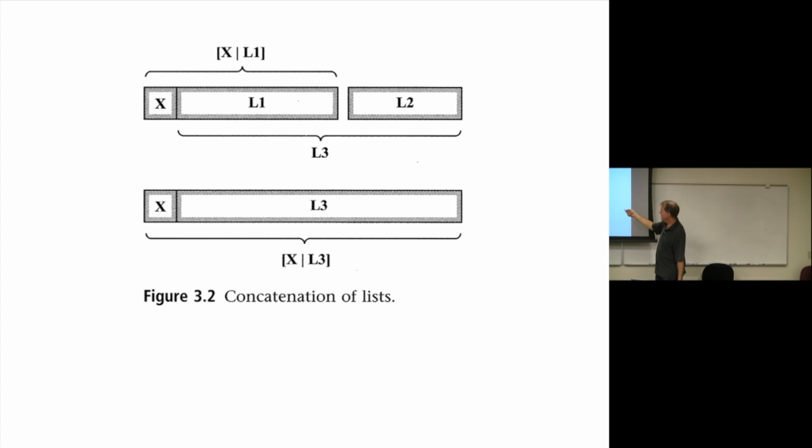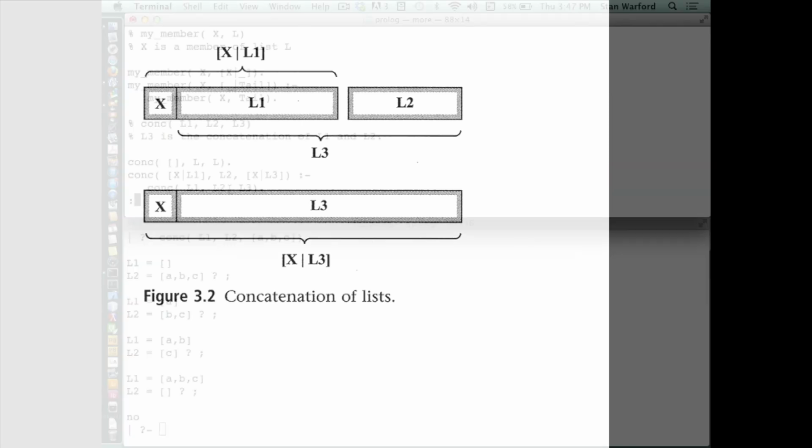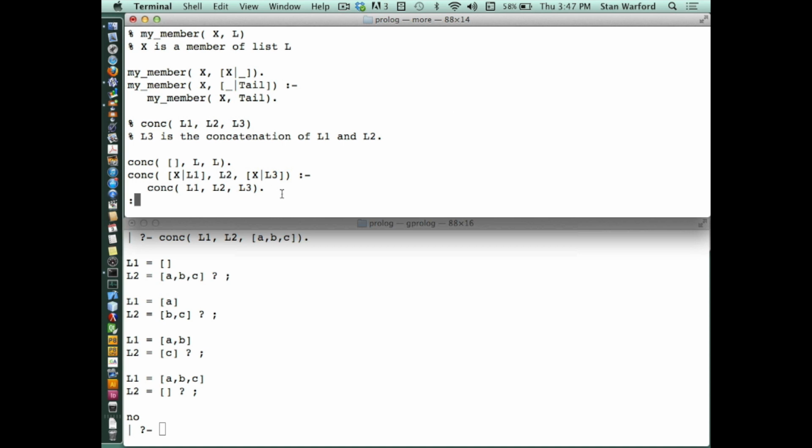See, what it's saying is that X|L1 concatenated with L2 will be X|L3 if L3 is L1 concatenated with L2. Here's another example that will illustrate another example of this big paradigm shift. Watch this.